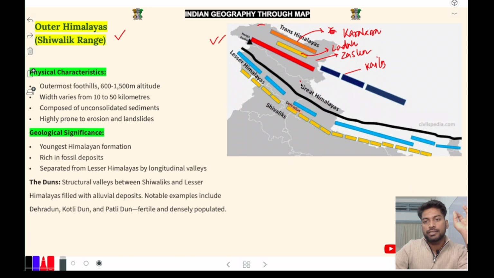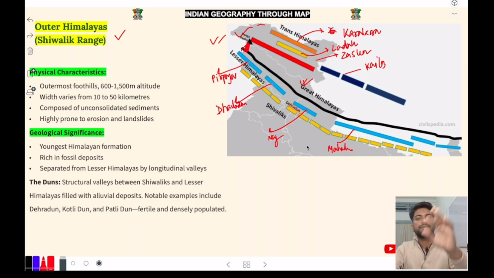That black line is your Greater Himalaya, and in that black line you can see some of the peaks like Nanga Parbat here. Look, it's written, and at the end you will see Namcha Barwa, and all the peaks are there. Then Lesser Himalaya, a discontinuous chain. In Lesser Himalaya, this is Pir Panjal, this is your Dhauladhar, this is your Nag Tibba, and this is your Mahabharat. These all are ranges of Lesser Himalaya.